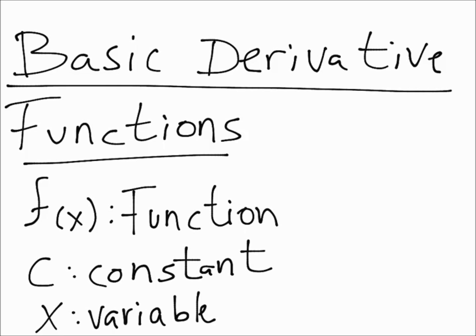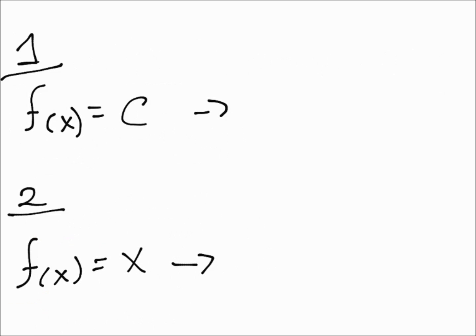In this video, I'm going to talk about 5 different basic derivative functions. So f(x) is our function, c is a constant, and x is a variable. The first case is the derivative of a constant. All of this can be proven using the IROC equation, the instantaneous rate of change equation. And I'll show you an example at the end of the video.